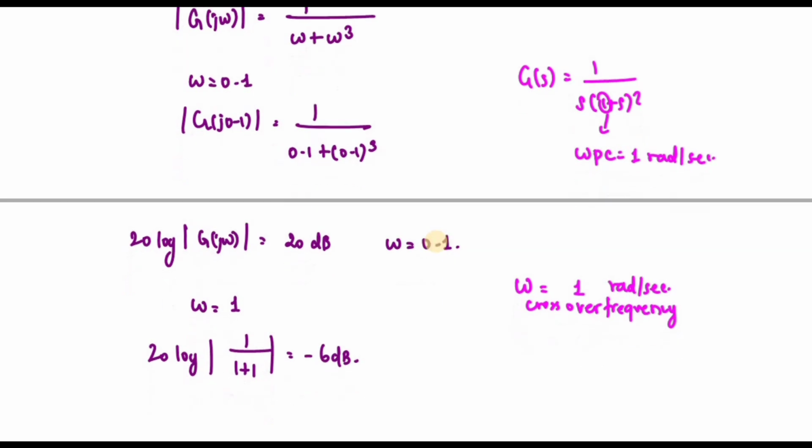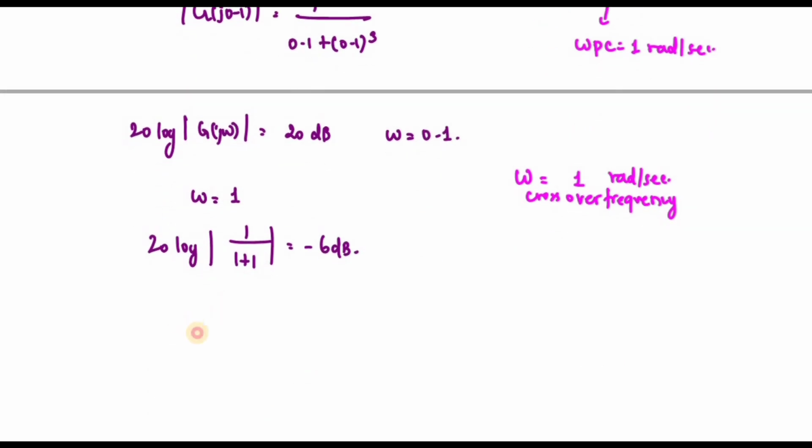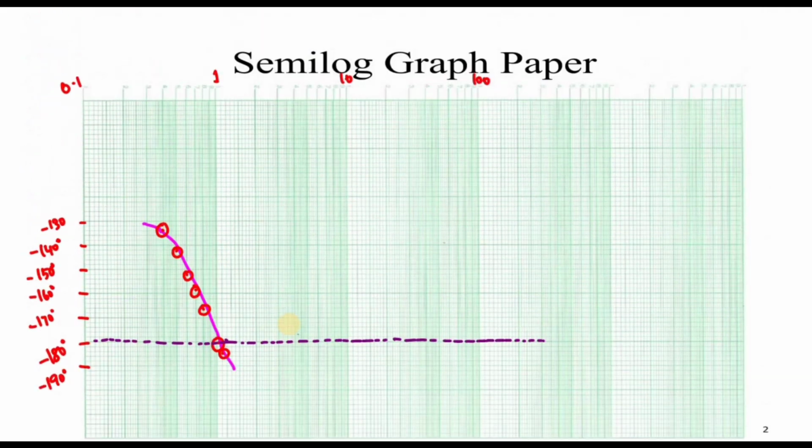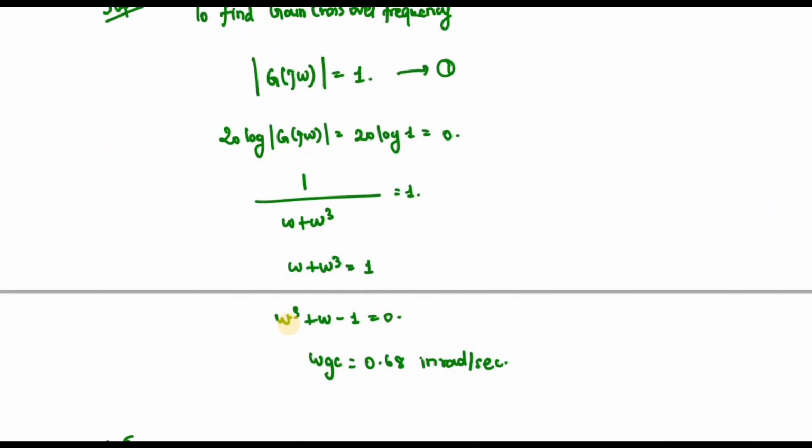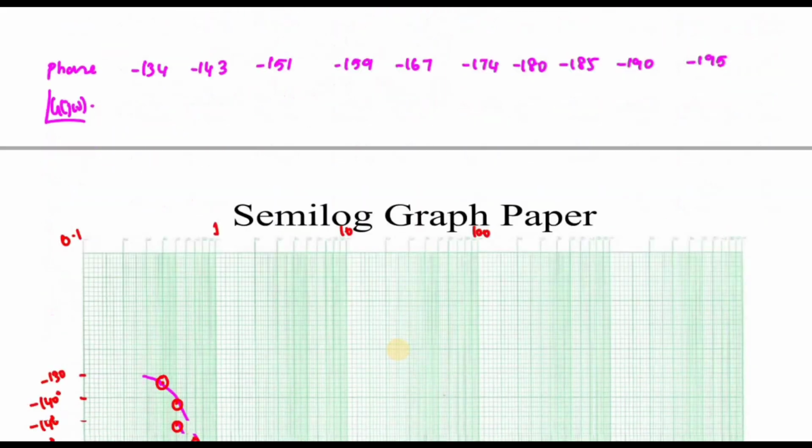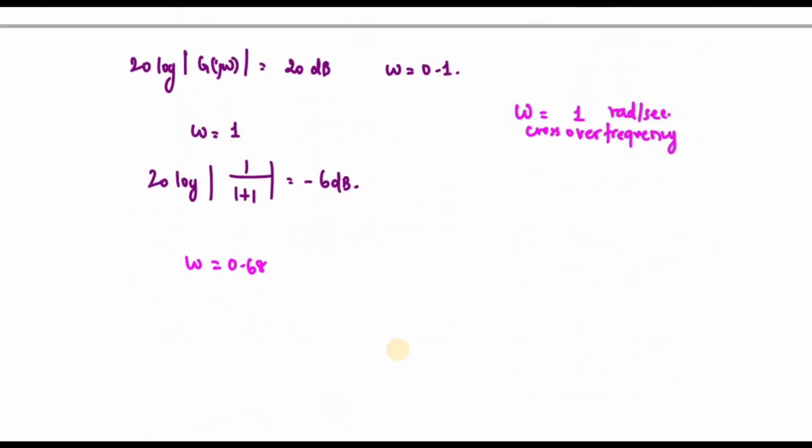Okay, and I want to know what is happening at omega equal to 0.68. It is nothing but your phase margin, right? 0.68 is your gain crossover frequency. So you can substitute that value also. If I substitute omega equal to 0.68, so 20 log of 1 plus 0.68 plus 0.68 the whole cube, I'll get approximately 0 dB.